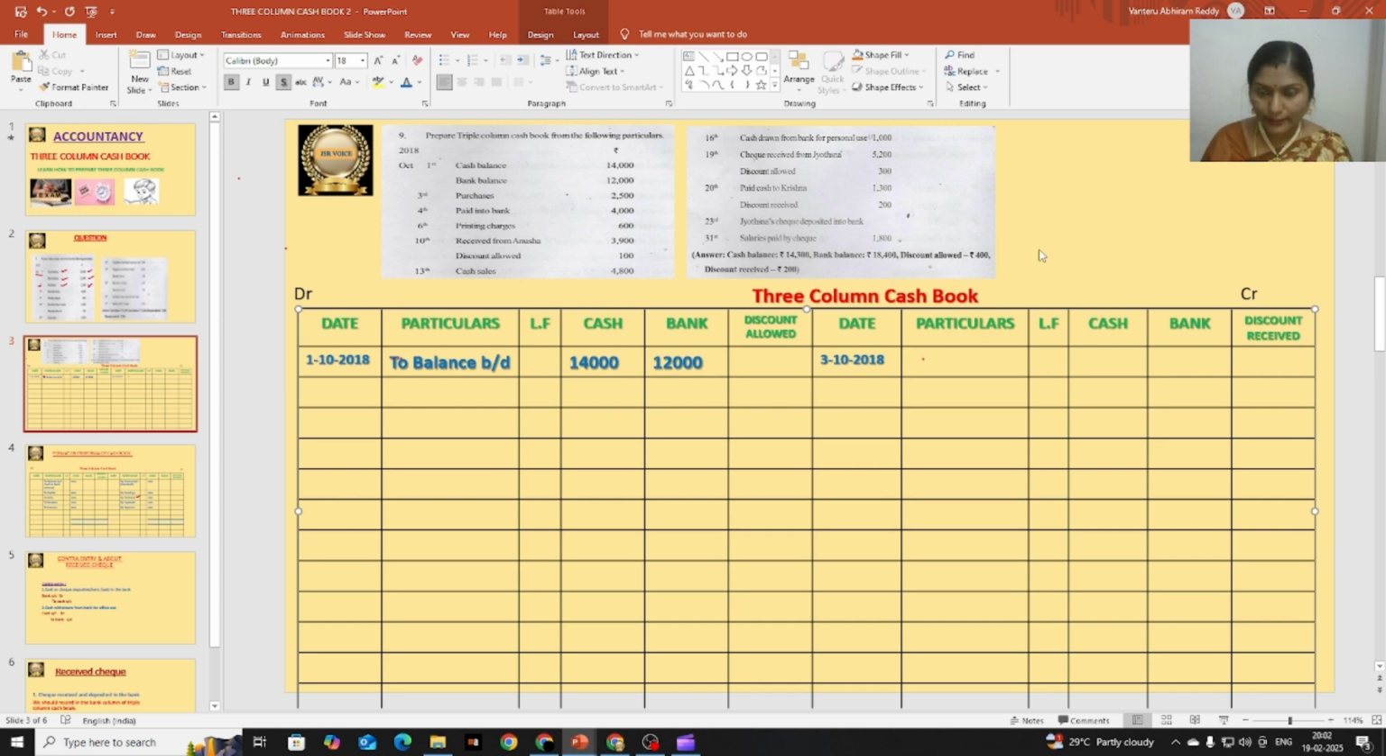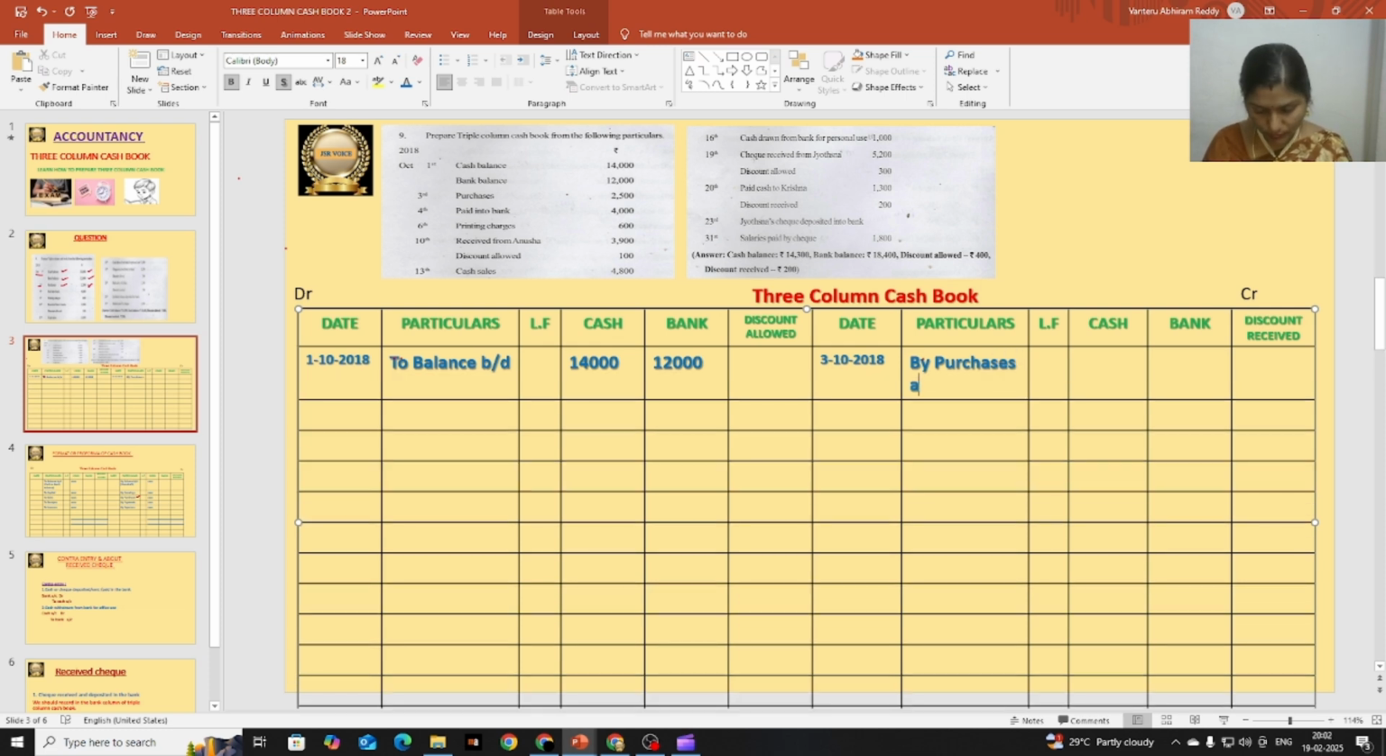So we are going to write on the credit side, we should start with the word "by." By purchases account. Okay, this is purchases account. We wrote purchases account here. Hope this is clear for everyone.